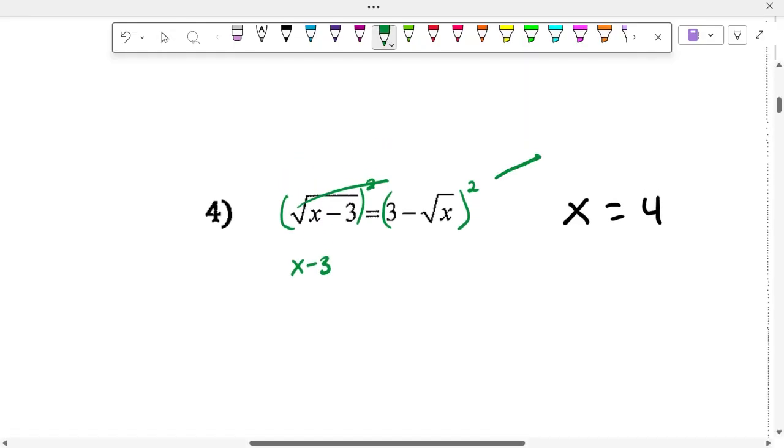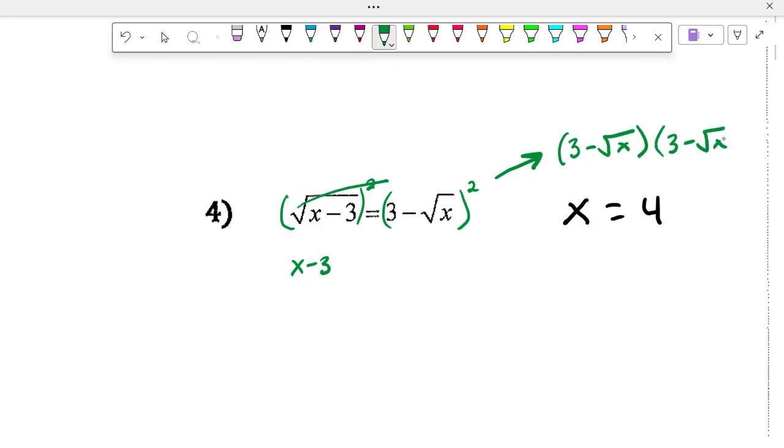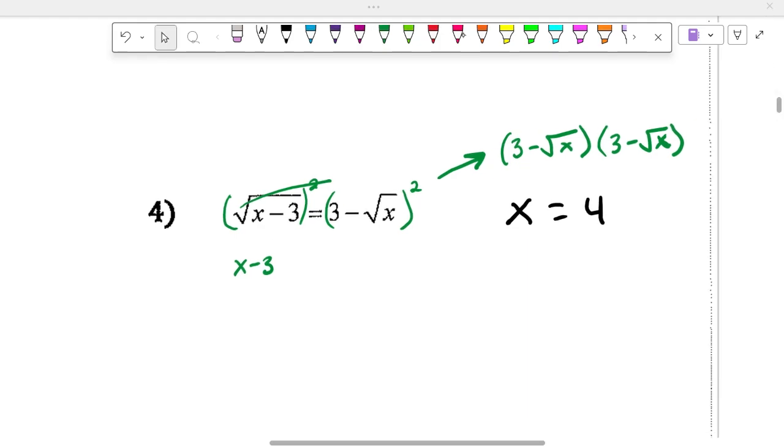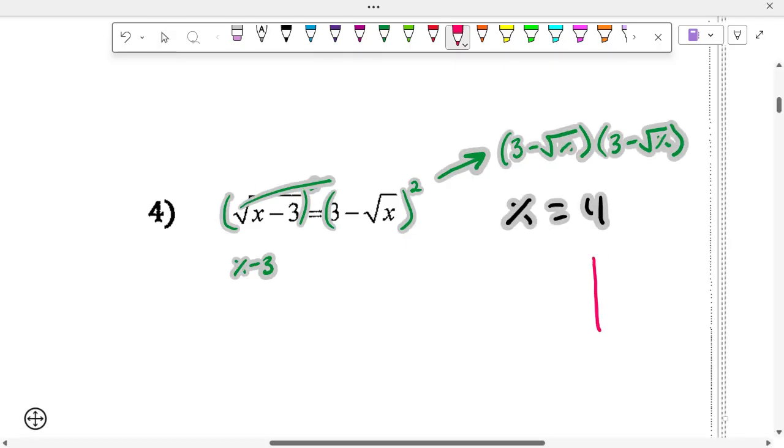So when we did polynomials, it's not technically a polynomial, but same concept. This is the same thing as 3 minus the square root of x times 3 minus the square root of x. So we can't just square them individually because of that minus in between them. If it was multiplying, we could do like we did in number 1. But since it's subtracting them, we got to do it like this. So my recommendation is do a very quick box method.